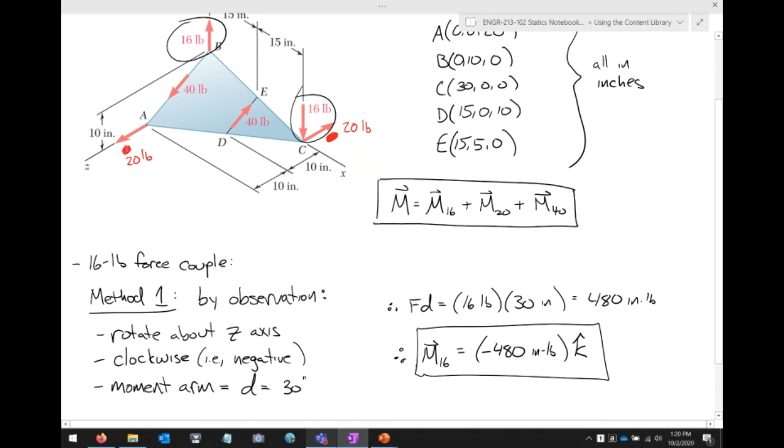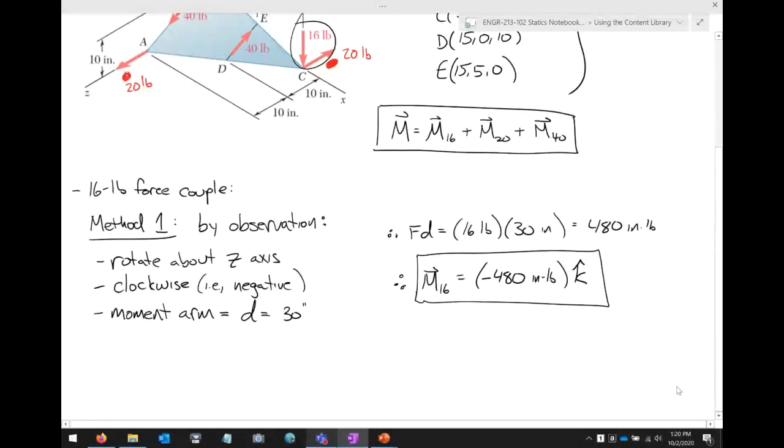That one's not hard, right? That's pretty easy. And yes, negative because it's clockwise. You're exactly right. Any questions? All right. If you don't like the observation method, we can always do method 2.